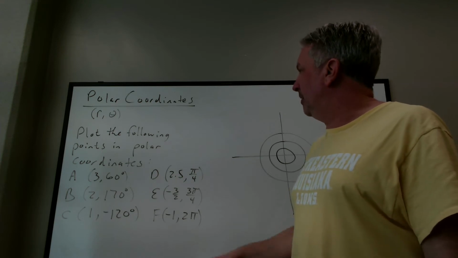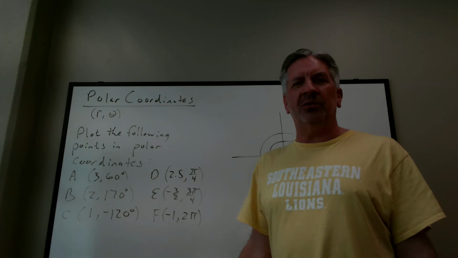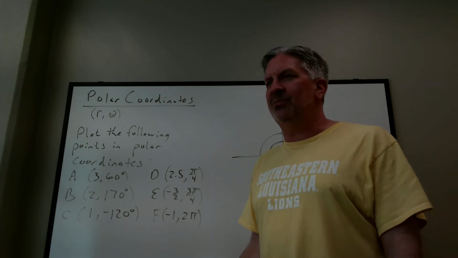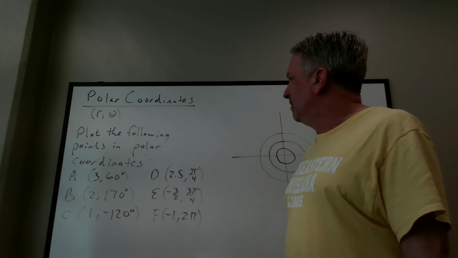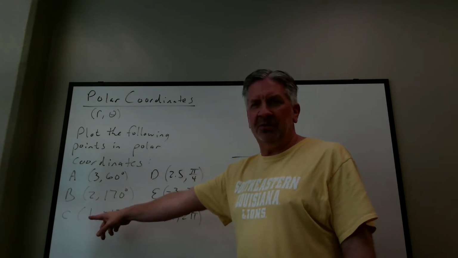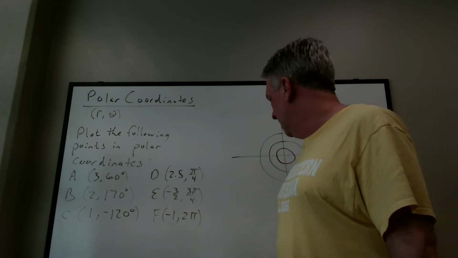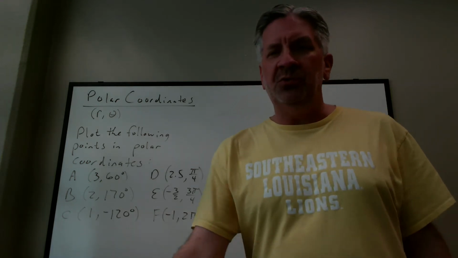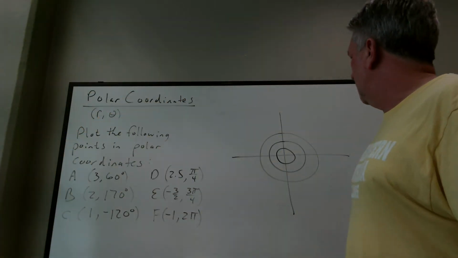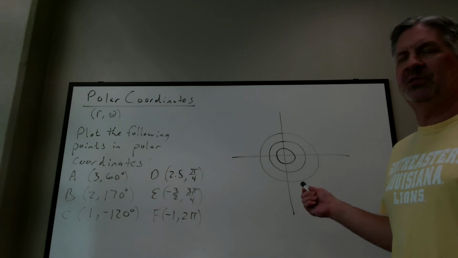So as an example, we're going to plot the following in polar coordinates. Your angle can be in radians or degrees. Typically you think about it in radians, but I'll do some in degrees as well. Remember, the first coordinate is r, the directed distance from the origin, and then your theta is the angle in standard position.